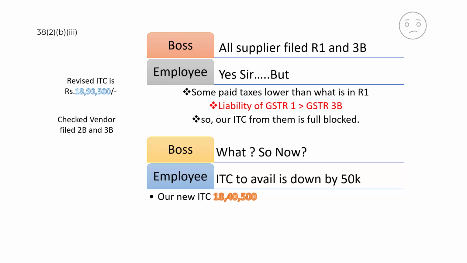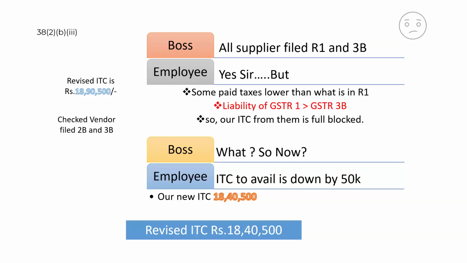If there is any kind of mistake by the supplier, or if he does not follow all the conditions applicable to him, then the input tax credit to the recipient is going to be restricted. So this is also one of the conditions.